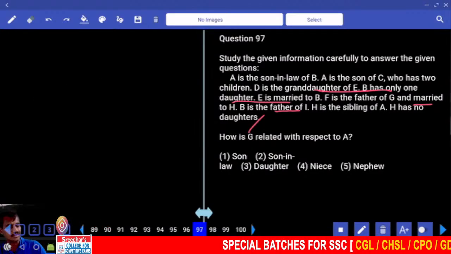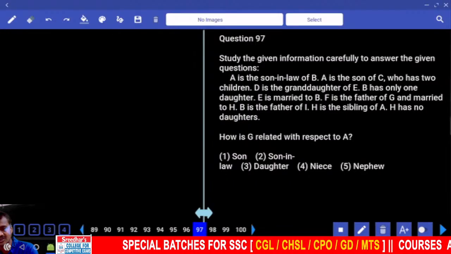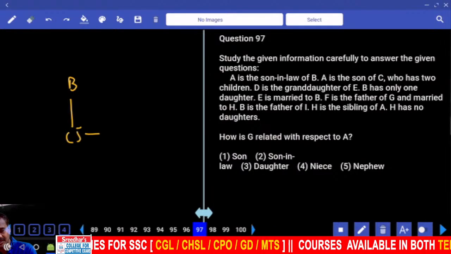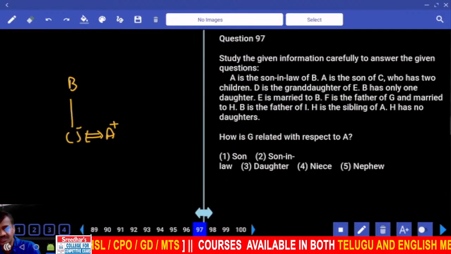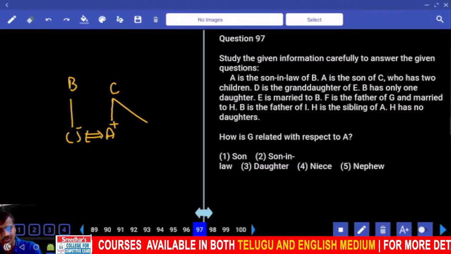Now here A is the son-in-law of B. How to represent this one? A is the son-in-law of B. B is here. Son-in-law means daughter's husband. And who is that one? A. A is the son-in-law of B. A is the son of C. Now A is the son of C. C has only 2 children.